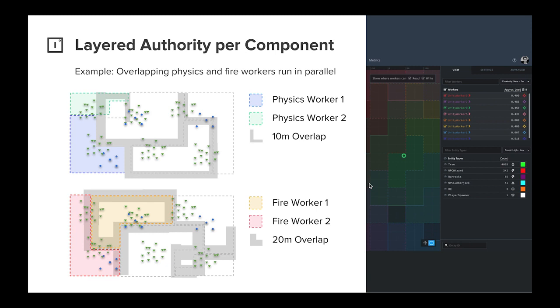The really powerful thing about authority being per component means that you can now start to layer systems in a way that makes them easier to develop, easier to test, more parallelizable from a production point of view, and much easier to reason about. So in this example, I've got a physics engine working on the physics components and a fire worker working on the fire components. Now you could unit test the fire worker much more easily than if it was a feature within a game engine.